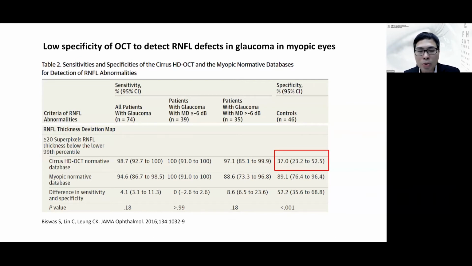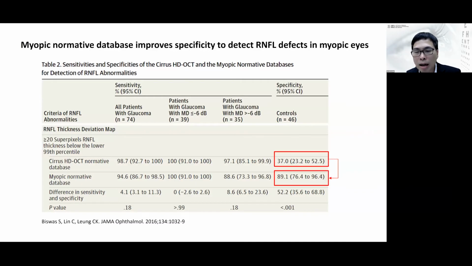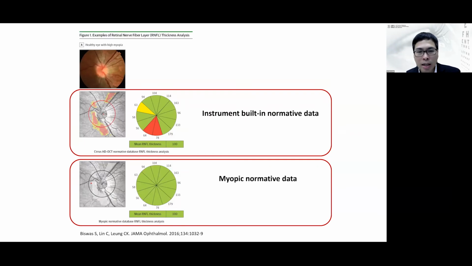But when we use a myopic normative database, so basically we collected healthy eyes without RNFL defects from healthy individuals with high myopia, we are able to get a much higher specificity. Here is an example demonstrating the difference from the instrument built-in normative database, where you get these false positives of the superior and inferior sectors of the optic disc.